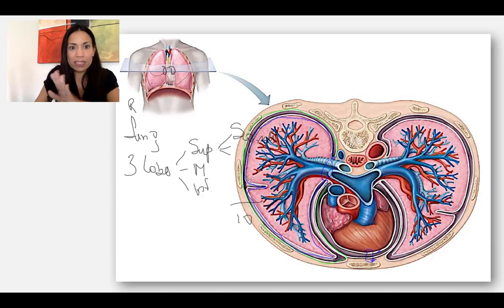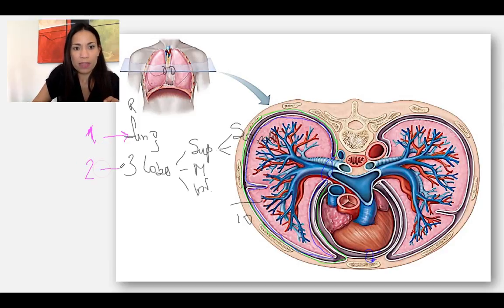I just wanted to say this because this pattern of segmentation follows the pattern of segmentation of the bronchi. So the primary bronchus is supplying air to the entire lung. The secondary bronchi supply air to each of the lobes, and the tertiary bronchi supply air to the pulmonary segments in each of the lungs.